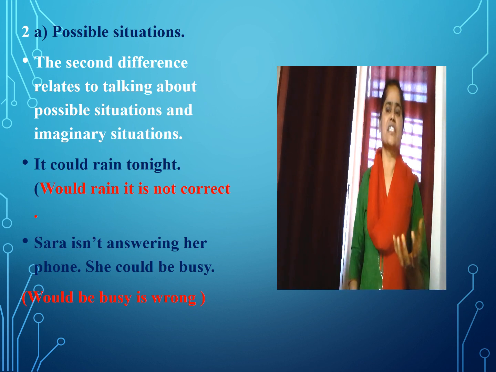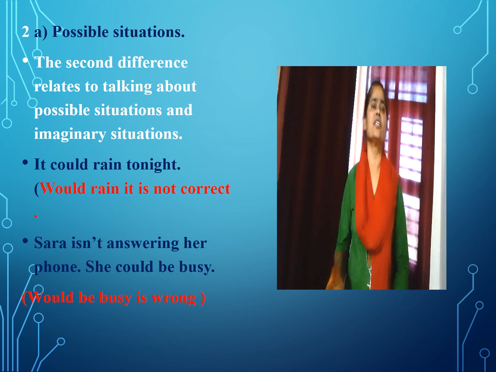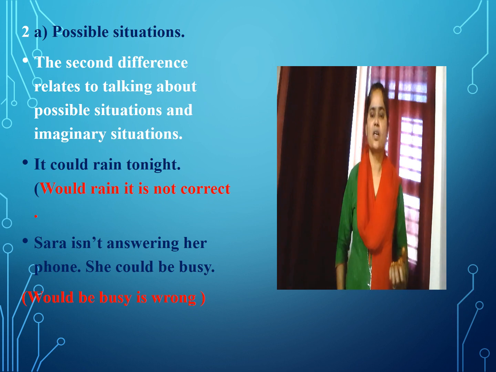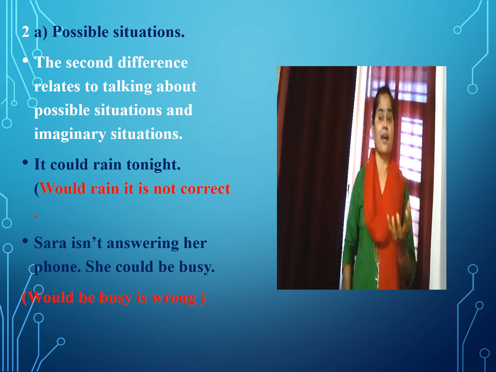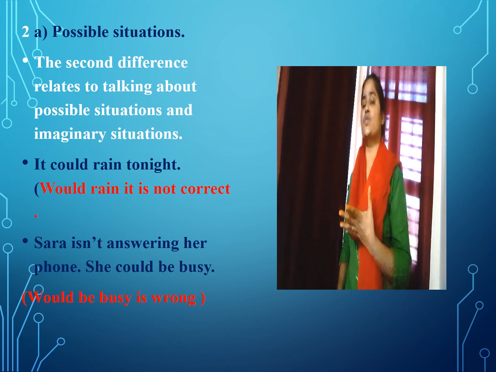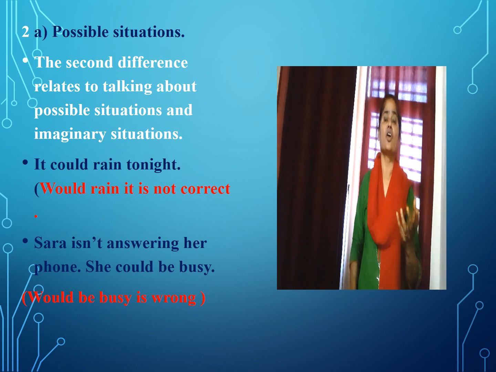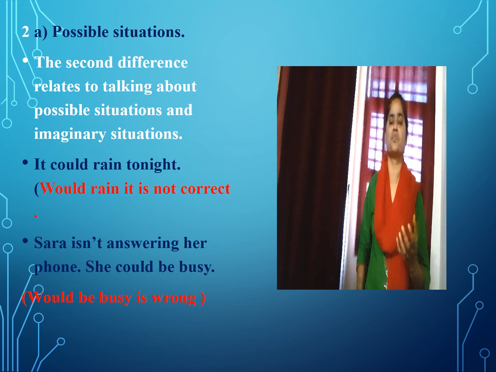The second difference is related to talking about possible situations and imaginary situations. Take these examples. It could rain tonight. So I look at the sky and I see the clouds and I make a guess about the future. Here we can't use would rain. It is wrong.